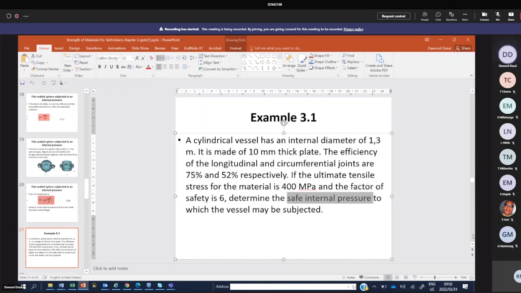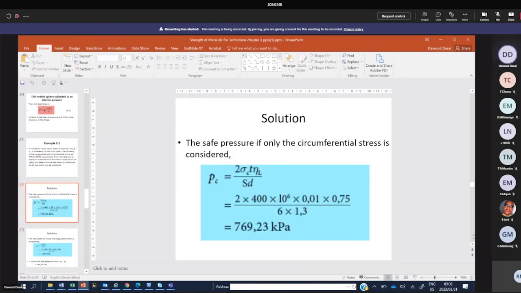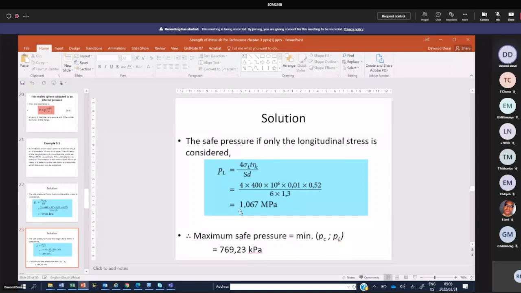Like I taught you, you write down the formulas. You can start with any one first, it doesn't matter, PC or PL. Straightforward question, this is. Just put in the values. Here they're writing the efficiency. First one is 0.75. Use the next formula.